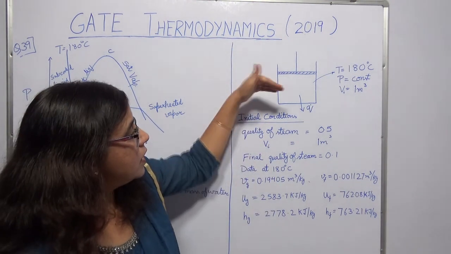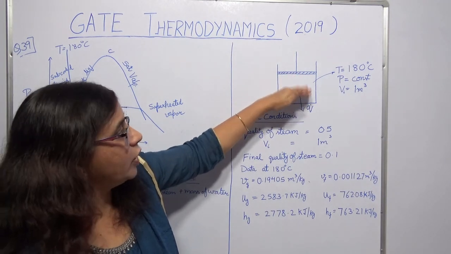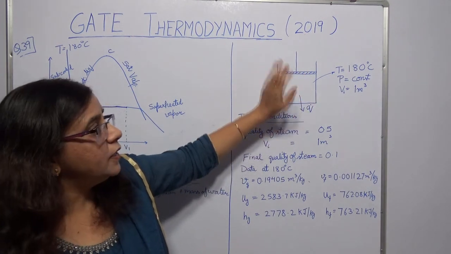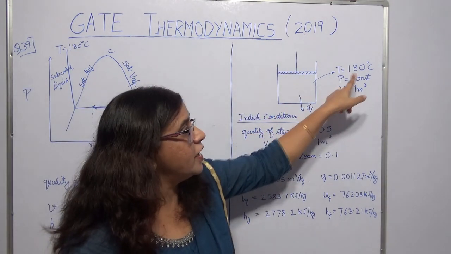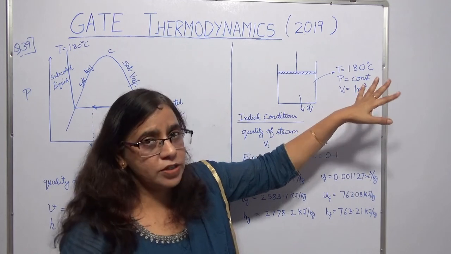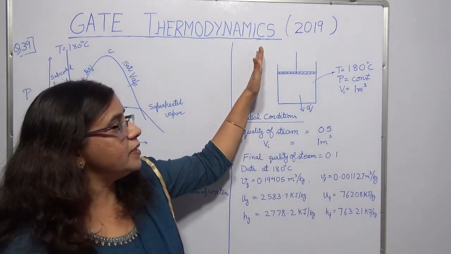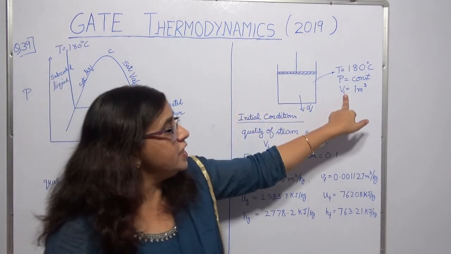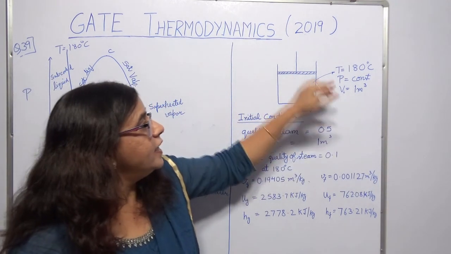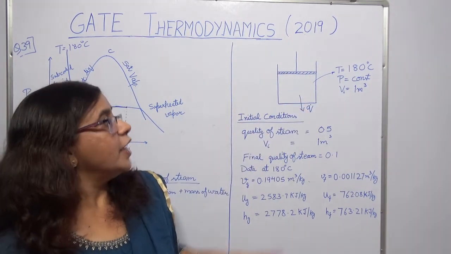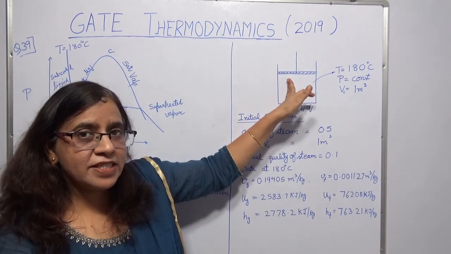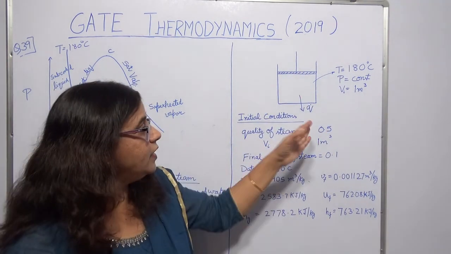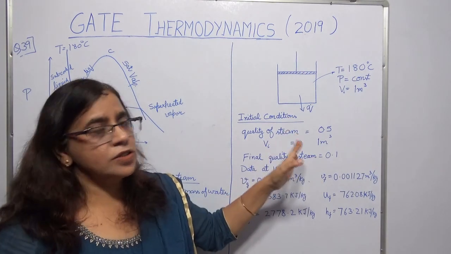So you have a mixture of steam plus water in a vessel, okay, and this is a variable volume vessel. The initial temperature and pressure are given as 180 degree and the pressure is constant. So essentially they have told you that the temperature and pressure remain constant throughout the process, okay, but the initial volume is 1 meter cube and this volume is allowed to change, okay. So now there is a wet steam inside this vessel and over a period of time it loses heat and the quality of steam decreases, okay.